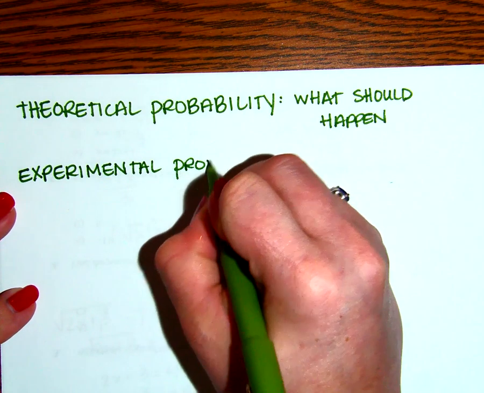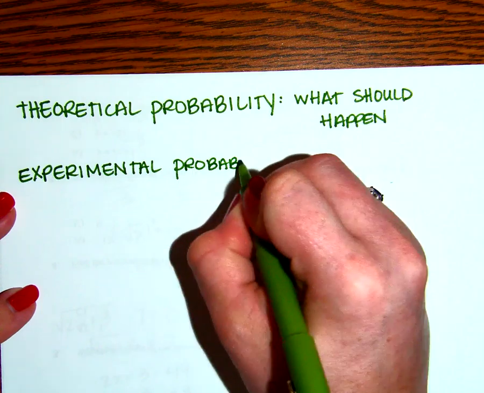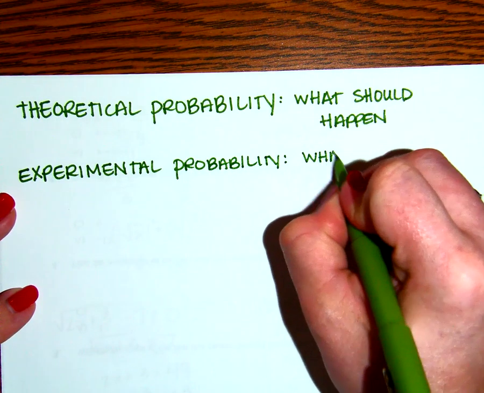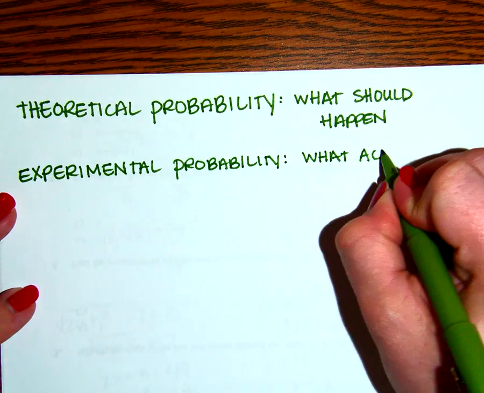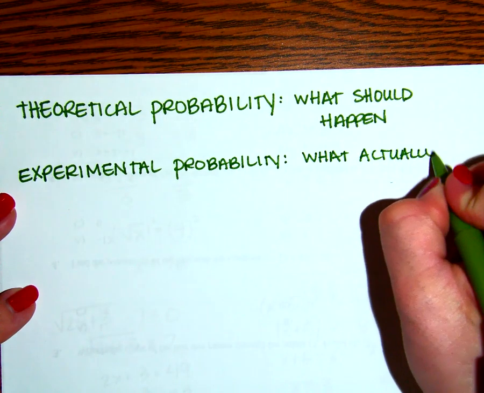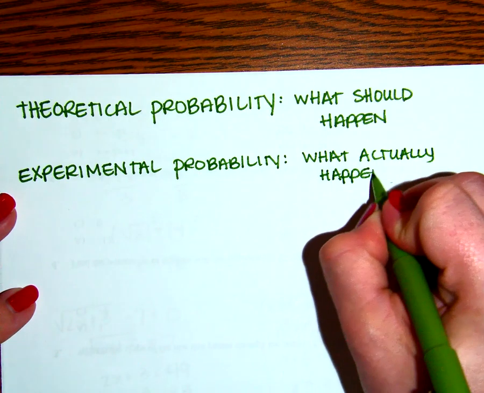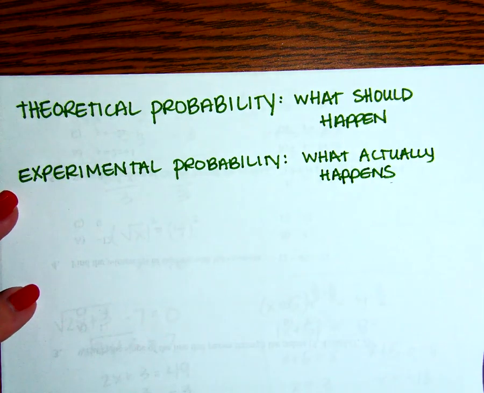And experimental probability, simply defined, is what actually happens. So experimental means you are actually performing the experiment to determine what your probability is.